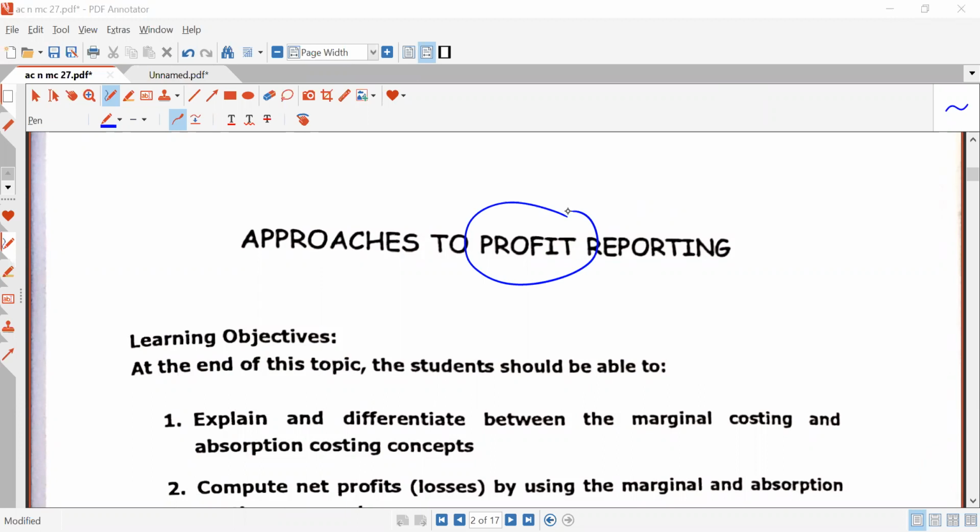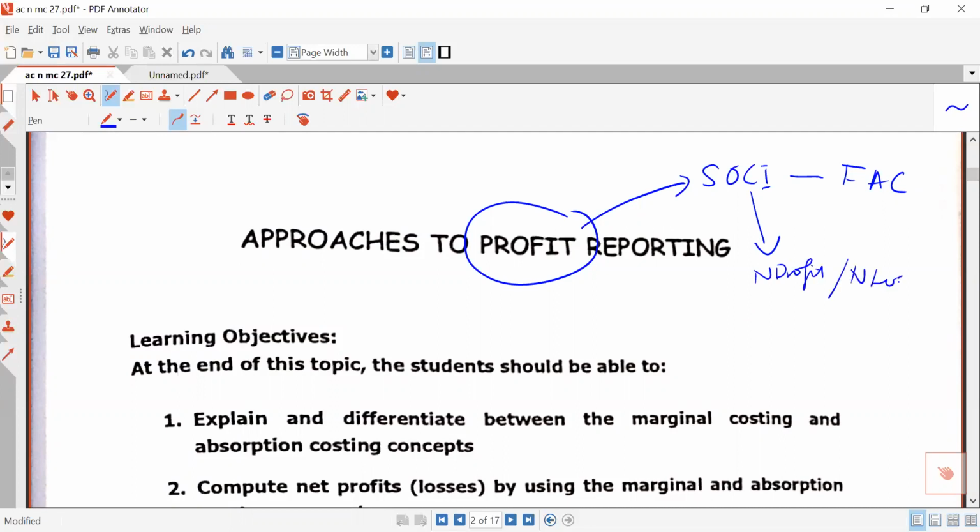Okay. Now, profit reporting is something that you have done in Sochi, where you actually did it in financial accounting. When you say profit reporting, you prepare the statement in Sochi for you to get your net profit or net loss. You're trying to find your net profit or net loss.